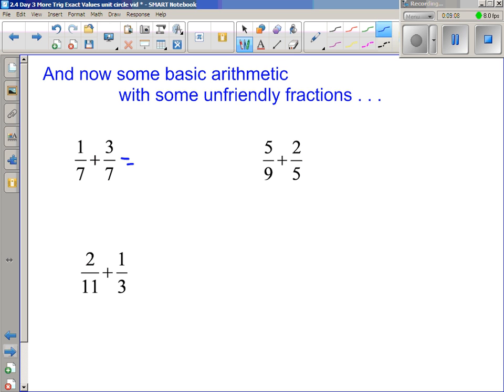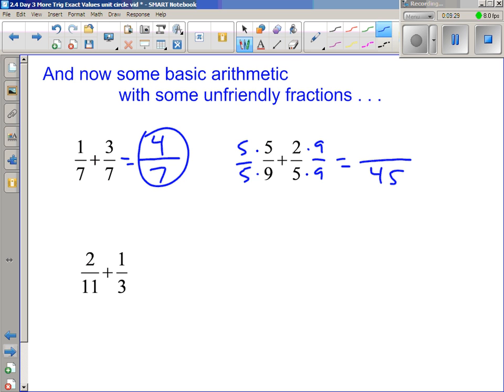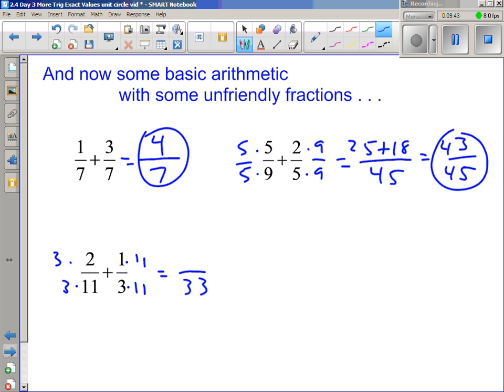Okay. The advantage in this first one is we do have our common denominator. We simply add the numerators and we get 4 over 7. For the second fraction on the right here, we can multiply the left fraction by 5 over 5, the right side by 9 over 9. That's just multiplying by 1, and that doesn't change the ratio. Gives us a common denominator of 45. 25 plus 18 is 43 over 45. Likewise down here, we get our common denominator of 33. 6 plus 11 is 17.